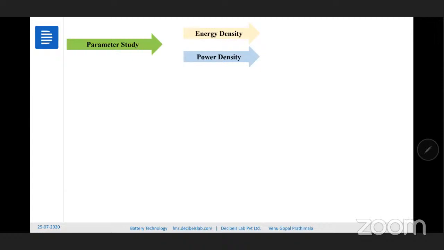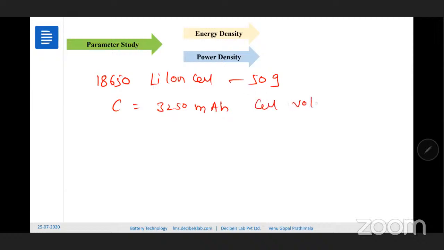For energy, we have already calculated in the previous examples how to do the energy. Here, we'll try to do specific energy, in terms of volume and in terms of mass. Okay. So here what I'm doing is for an 18650 cell. An 18650 lithium ion cell I am taking. And the mass of this particular cell is 50 grams. Capacity of the cell is 3250 mAh. And the nominal cell voltage for lithium technology is 3.6 volts.